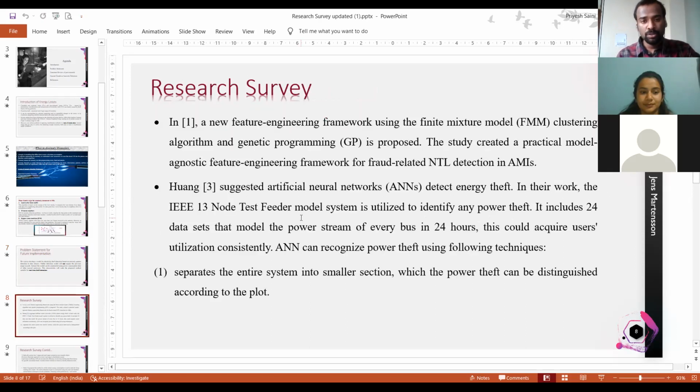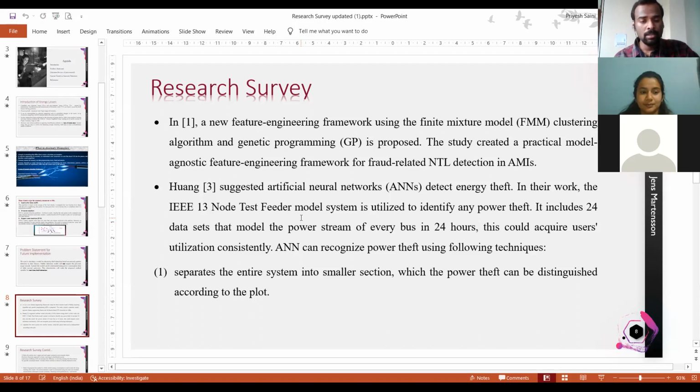In our survey, we have gone through several papers, and in our findings, we have accumulated some of the best papers, which resulted in the best accuracy. Here we are going to discuss them one by one and see what problems are associated with them. In the first paper, reference number 1, an engineering framework was presented, which is a mixture of financial modeling and genetic programming. This study was basically focused on finding non-technical losses present in the advanced metering infrastructure.